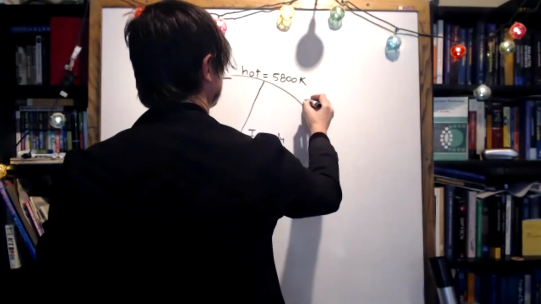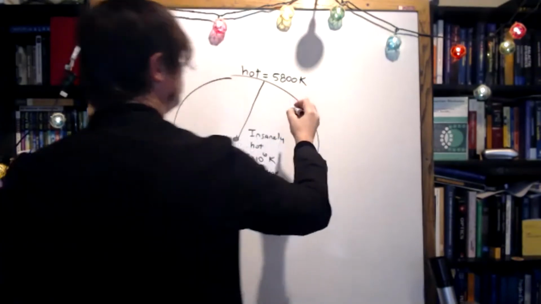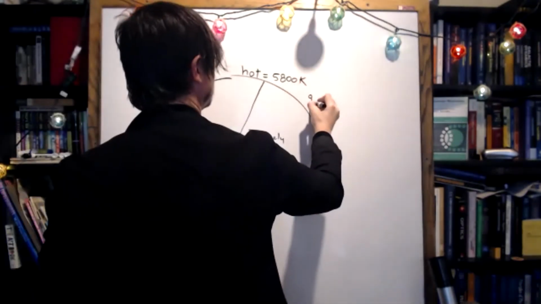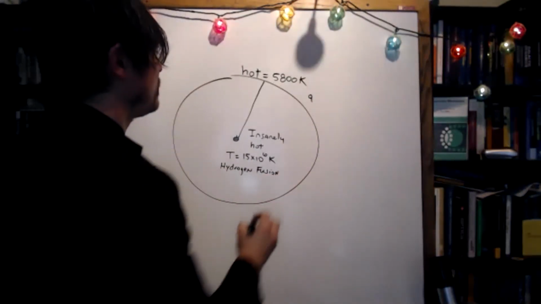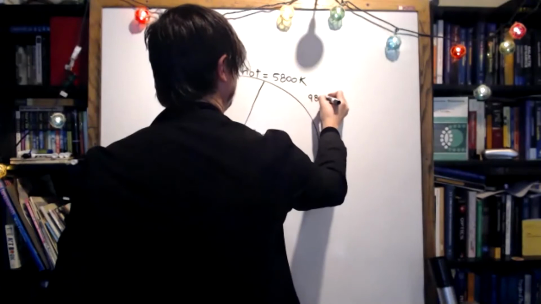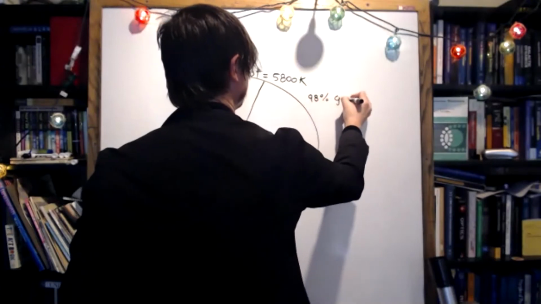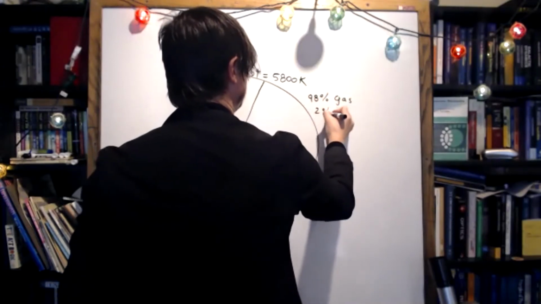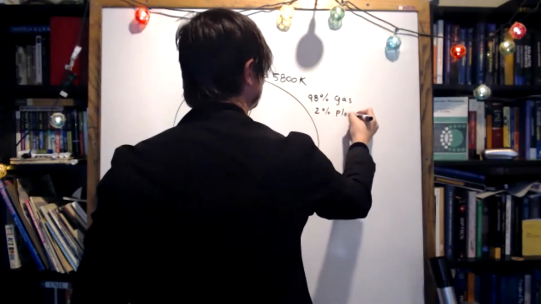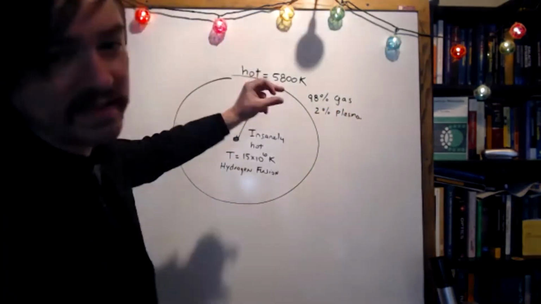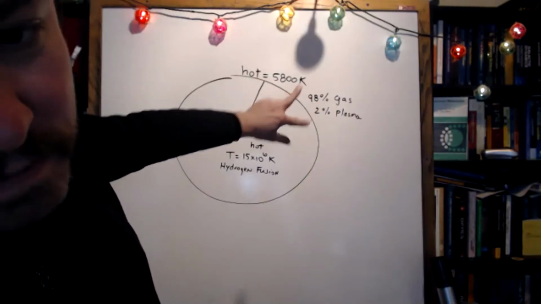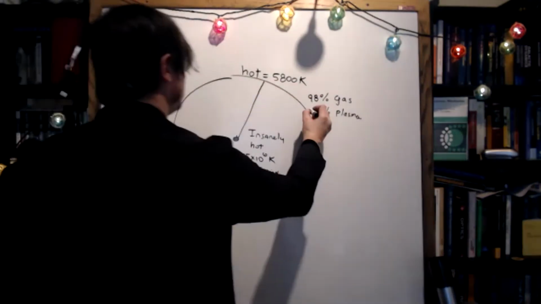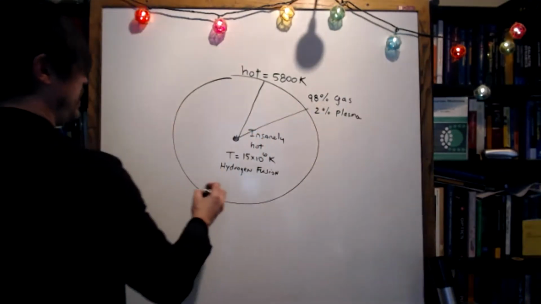Here at the surface, it might be, oh, I don't know the exact percentages, but I know there's something like this. It might be like 98% gas and maybe 2% plasma. These numbers are a little loose. So I don't remember the exact ratios, but I know at the surface of the sun, there is much more gas than plasma. By the time you get into the core of the sun.